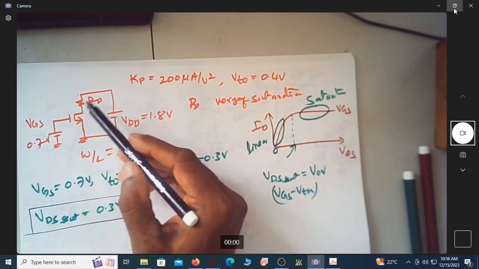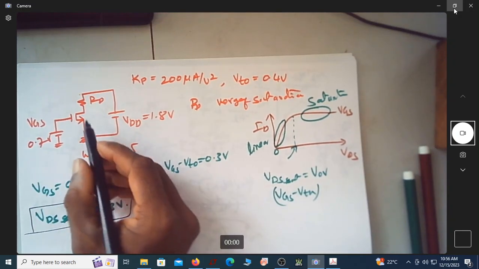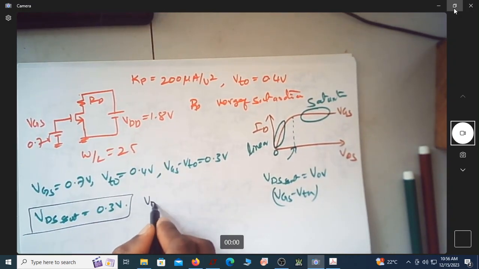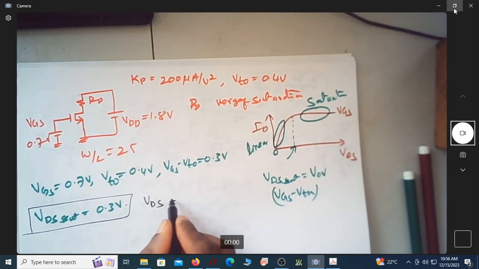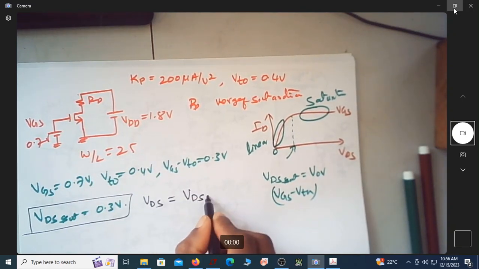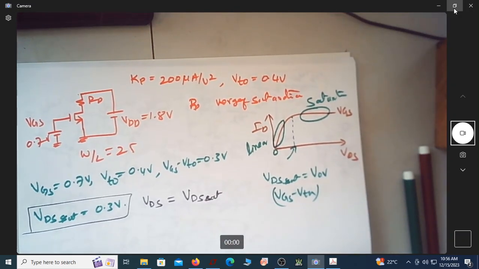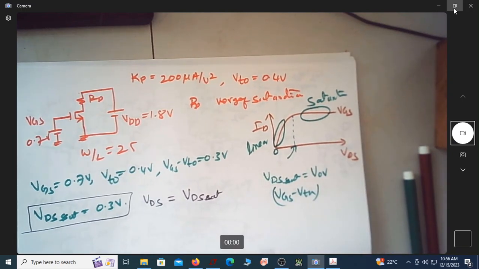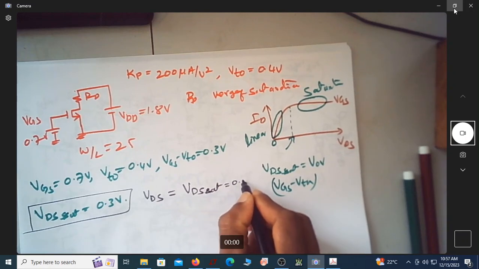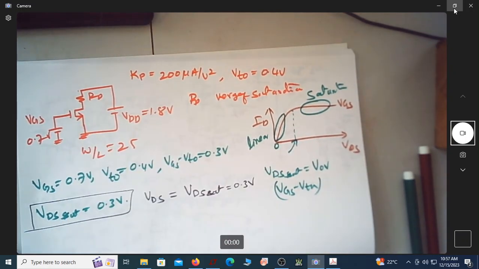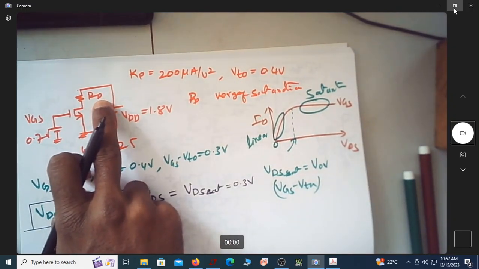Now we are asked to find the value of RD so that this MOSFET is at verge of saturation. When I say verge of saturation, VDS, that is drain to source voltage of this N MOSFET, should be equal to VDS sat. This is the condition where the MOSFET is at verge of saturation, which is exactly here. Now we know that this VDS should be equal to 0.3 volt, so that MOSFET is at verge of saturation. How is this VDS related to this RD?